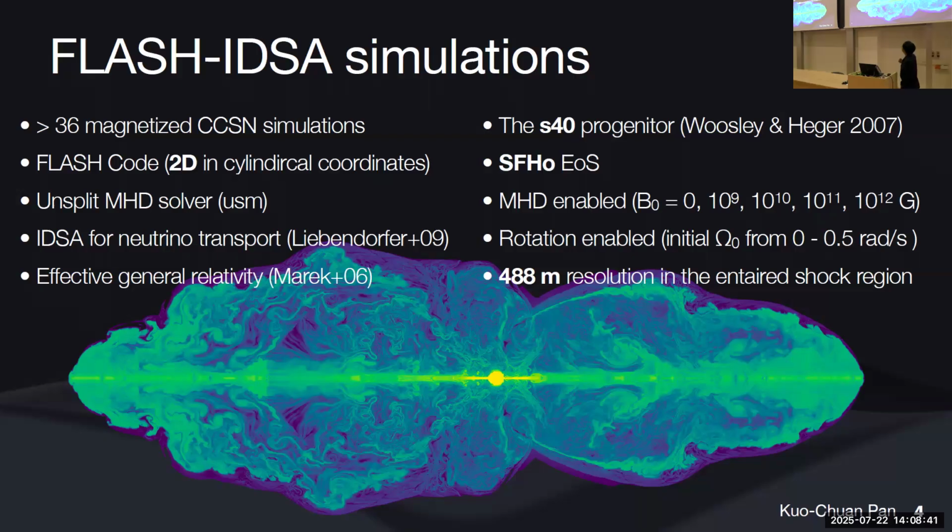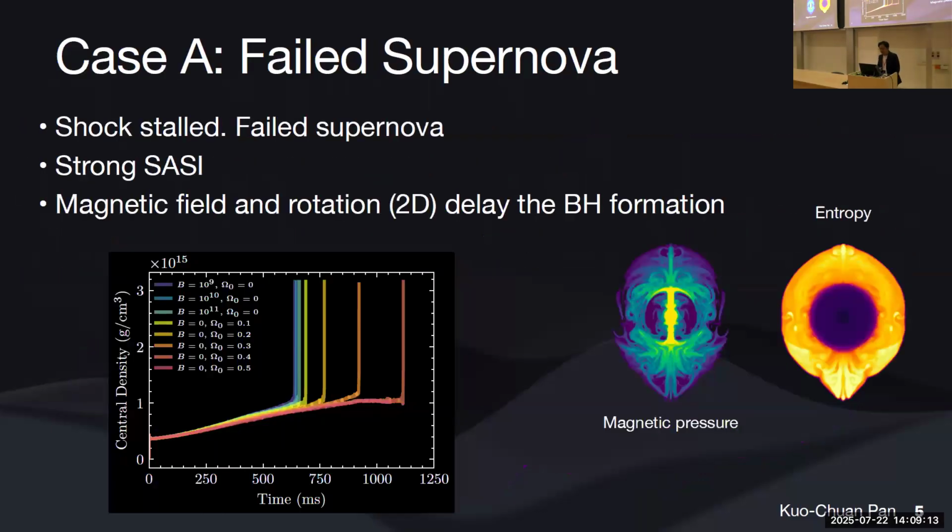So we use the FLASH code with IDSA for neutrino transport, but we do it in cylindrical coordinates instead of spherical coordinates, because by doing that, we can have uniform resolution in the shock region. So in our simulations, the shock regions after core bounce are refined to the highest level of refinement, giving a spatial resolution of about 500 meters.